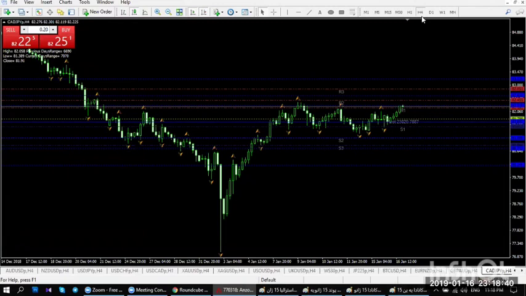You see, in H4, the trend is neutral, so I'm not sure if it's going to go up or down. It's an upward movement. It's going to go up.